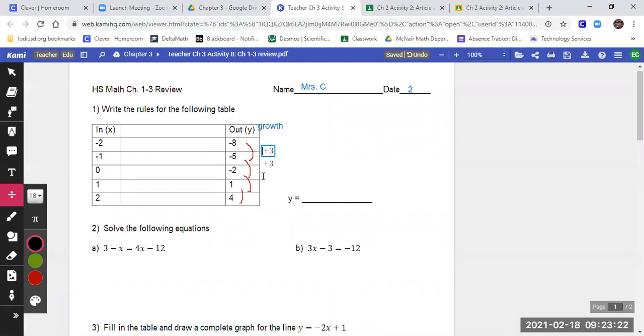Okay, -2 to +1. What do we get? Start at -2 and count up till you get to +1. How much did you go?